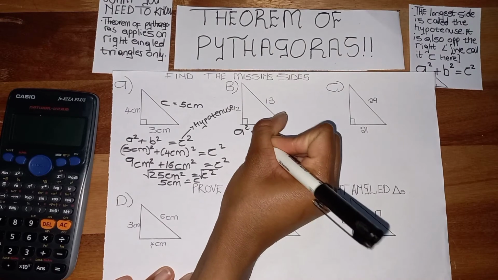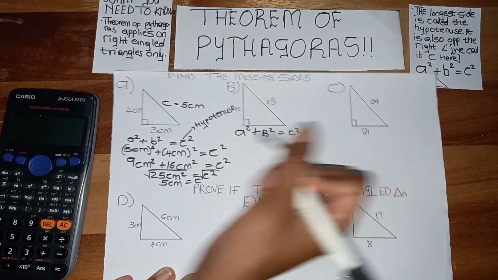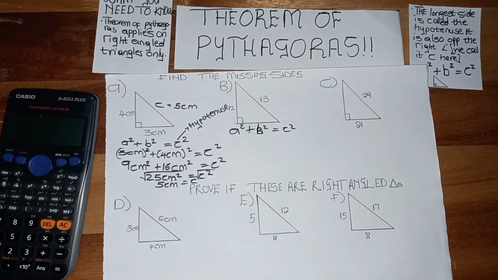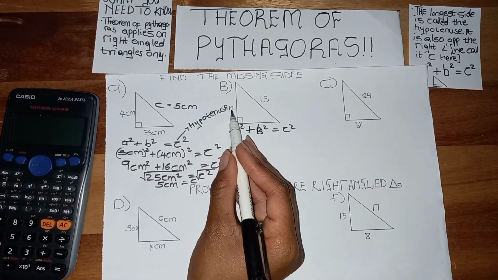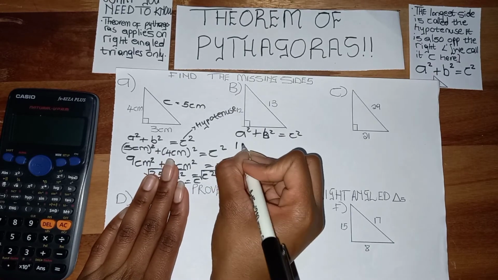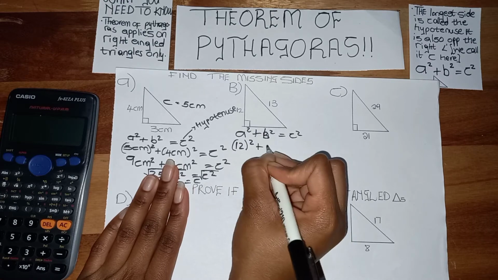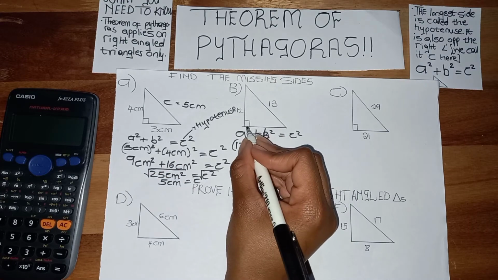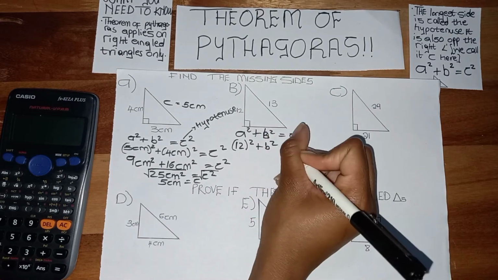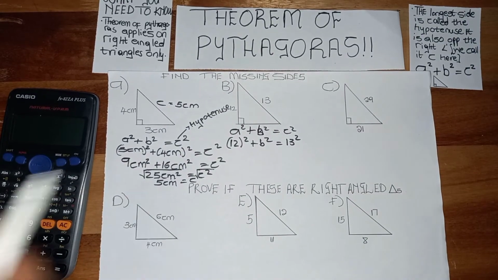A squared plus B squared equals C squared, right? So you're going to substitute now. As you can see, you have only 12 for the left hand side of the equation, so you substitute your 12 squared plus, since you don't have the value of b, which is the base of the triangle, you just write down b squared equals 13 squared. I really hope that you understand this step.